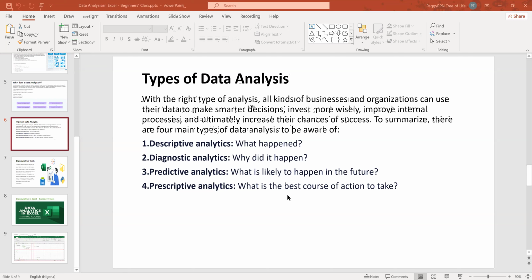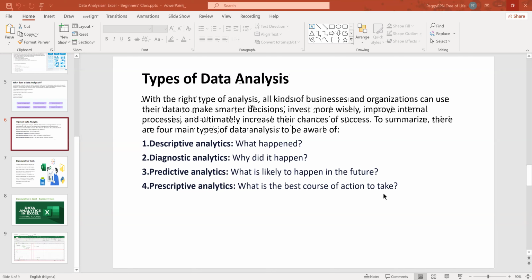Prescriptive analytics: what is the best course of action to take? During the course of our learning, we're going to do what we call what-if analysis. That will show you what will happen when you put in some action. So what's the best course of action, things like that. You get to understand all of these things in the course of going into data analysis. What is the best course of action to take?